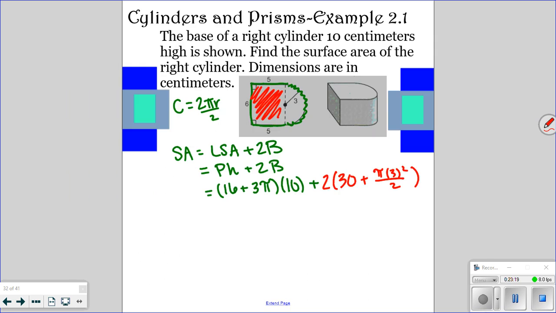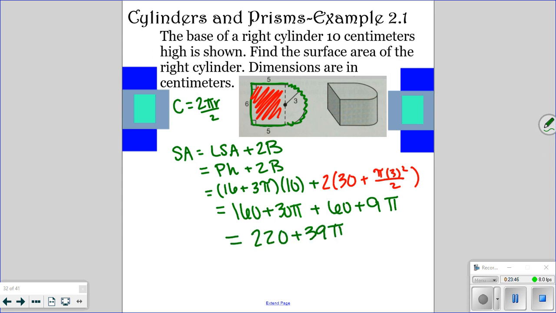So now we're just going to have to simplify. We're going to have 160 plus 30 pi. And then 2 times 30 is 60. And then 2 times this divides by 2, those 2's are going to cancel out, so we're basically going to have 9 pi left. And then if you add your like terms, you'll get 220 plus 39 pi. And your units would be centimeters squared.